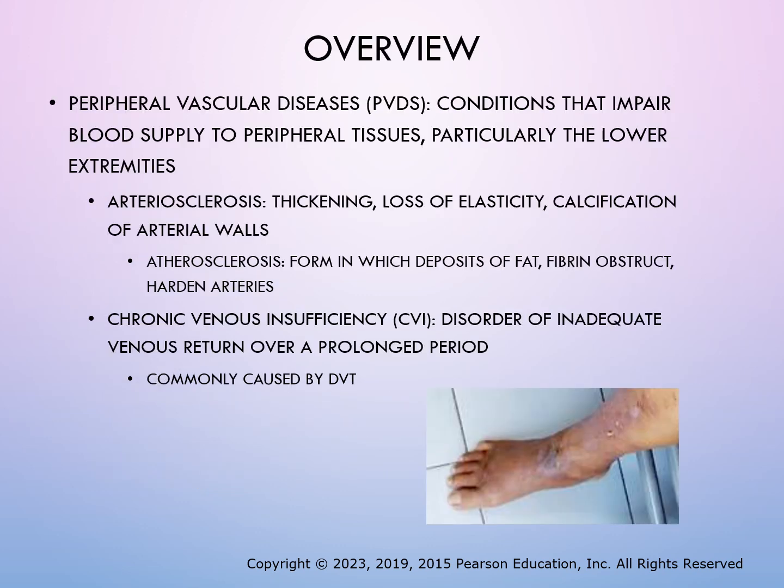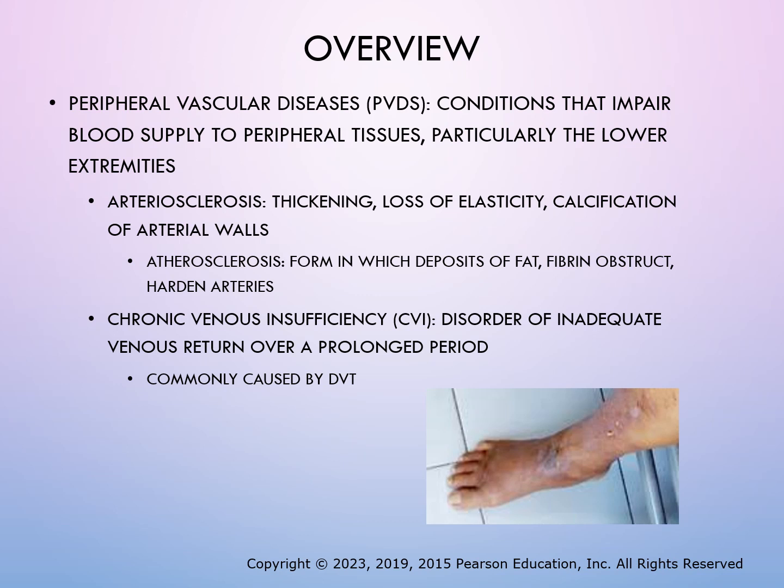So what is our overview? Peripheral vascular disease, or PVD, is also called peripheral artery disease. It refers to a category of circulation disorders that may occur when pathologic changes such as arteriosclerosis and atherosclerosis impair blood supply to the peripheral tissues, particularly the lower extremities. You see in the picture here a person with PVD, and they've got poor circulation, so now they're having skin breakdown and open wounds because their tissue is dying. Remember, we've got to have oxygenated blood to keep our tissues alive.